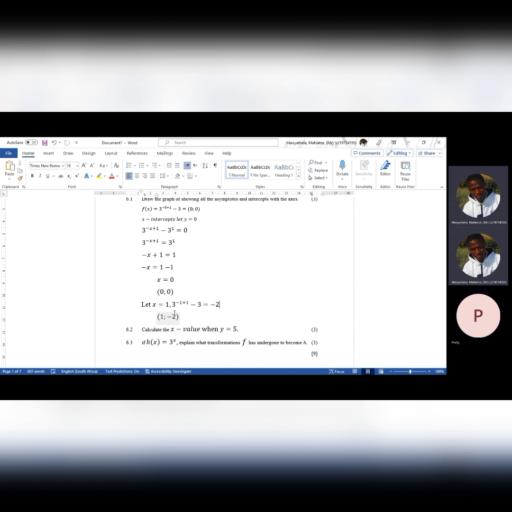So the first point is at 0 and 0. And when x equals 1, the value of y is -2. And then this -3 is our horizontal asymptote. Meaning that you're going to draw a dotted line that intersects the y-axis at -3. This is the line the graph is not supposed to touch.